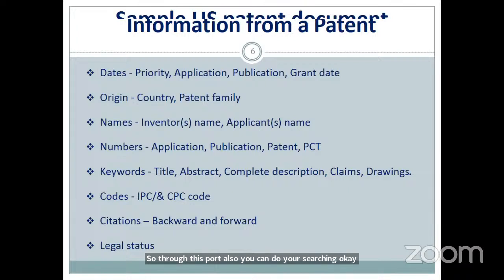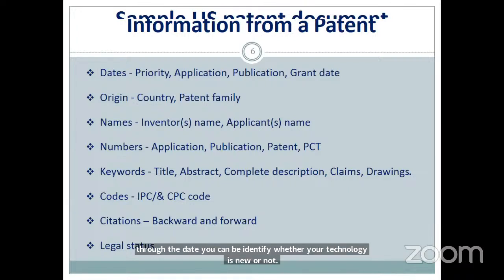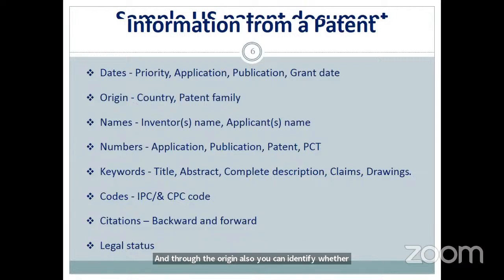Through date also you can search, so that you can see whether your product will be competitive to that technology or not. Through the dates you can identify whether your technology is new or not, and through the origin you can identify whether you have that market in that country or not, and who the inventor competitors are in that field. And then the number: if you have a patent number, you can do your search with that patent number also.